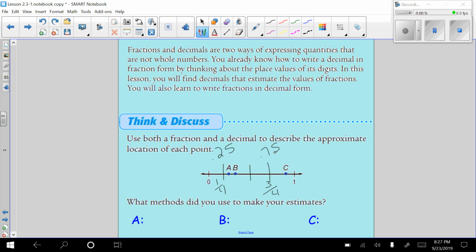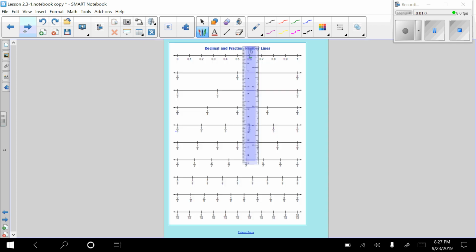I could say that A is about 0.3 and B is about 0.35, and I could say C is about 0.8. They are not exact, they are estimations. When you look at number lines, you can see where fractions fall on them.